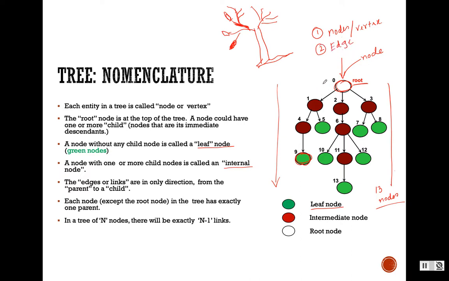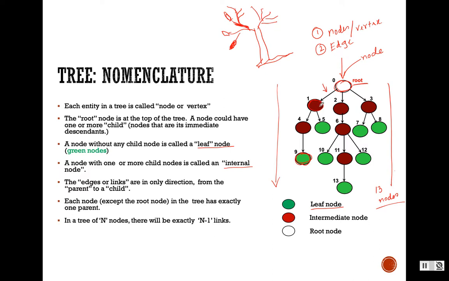Okay, so each of the lines, each of the edges, or links, you can say, that are connecting two nodes, they are known as edges. So these edges are links, they are going to connect from parent to child. For example, here node 1 is the parent, and 4 and 5 are the children of node 1.